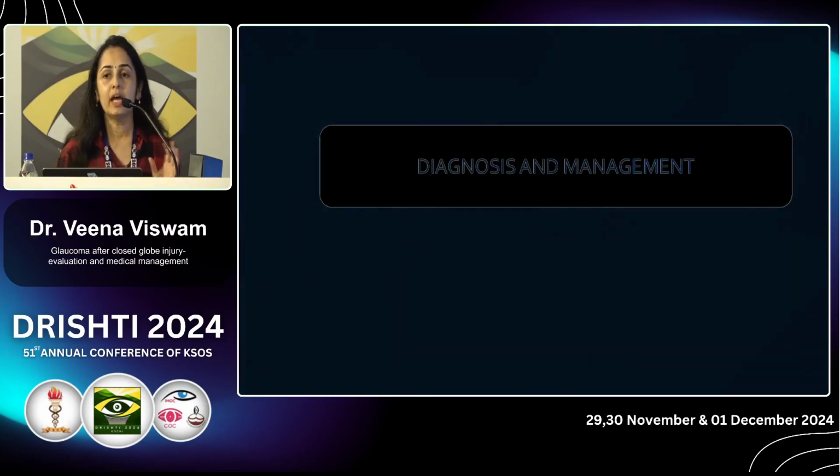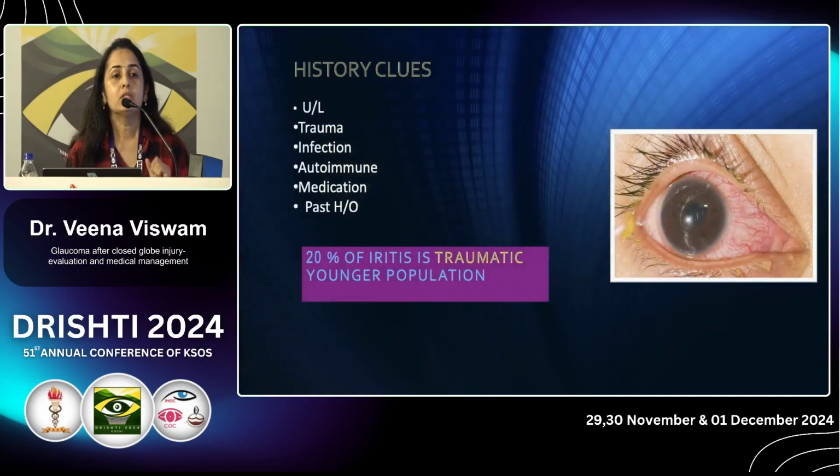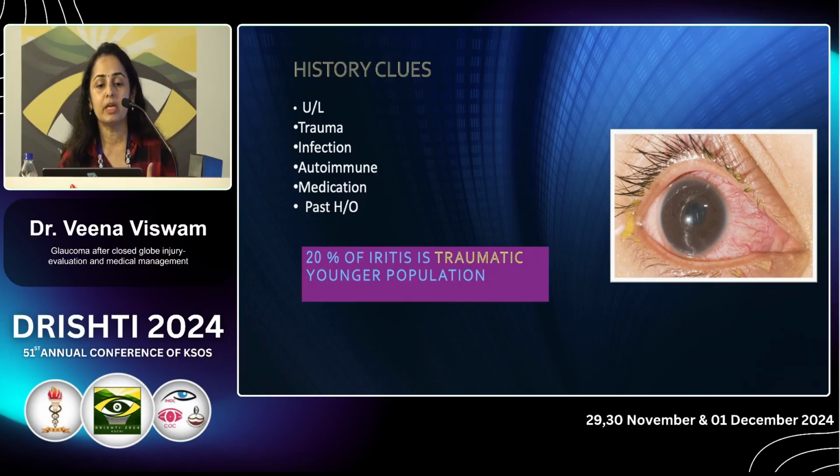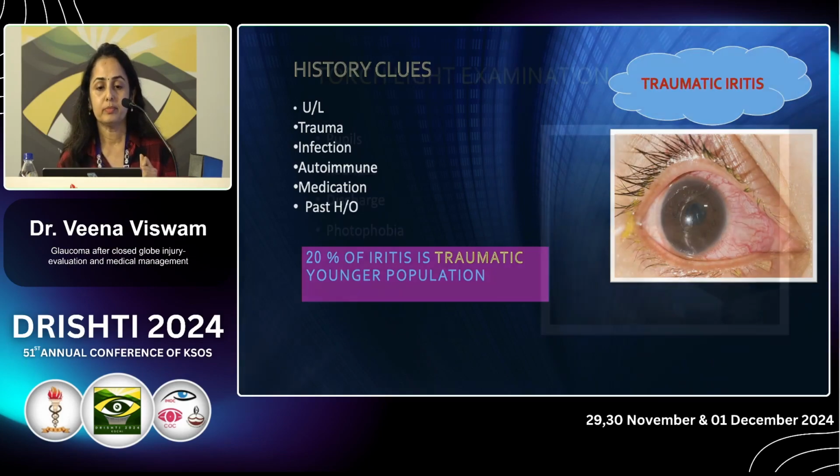So how do we diagnose and manage such patients? History gives very important clues. Usually it is a unilateral presentation, and a detailed history should be taken, including whether there is a history of trauma. Sometimes systemic infections like tuberculosis or some autoimmune causes can also lead to iritis, which may be mistaken for traumatic iritis. All these should be asked of the patient. Twenty percent of iritis is traumatic, and it usually occurs in the younger population.